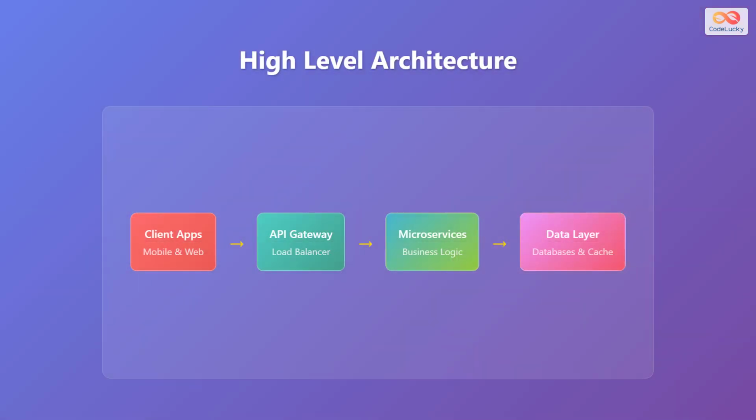Now, let's discuss the high-level architecture of the system. The user interacts with the system through client applications, either mobile or web. These applications communicate with the API gateway. The API gateway acts as a load balancer, distributing traffic to microservices. Microservices contain the business logic of the application. Microservices interact with the data layer, which consists of databases and caches.